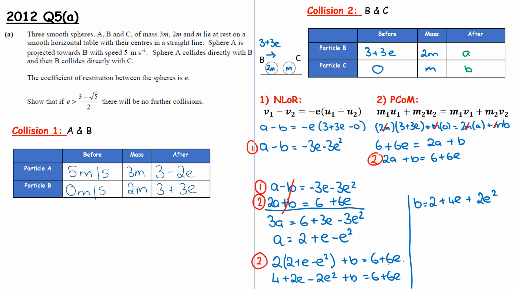So now we need to think about what we can do to work out that e is greater than 3 minus root 5 over 2.